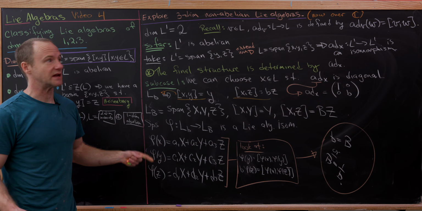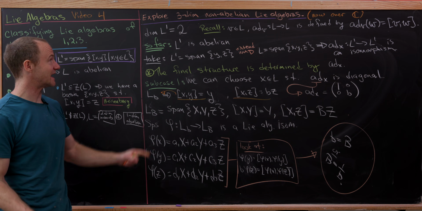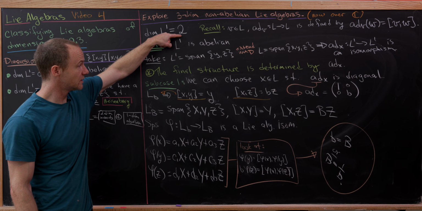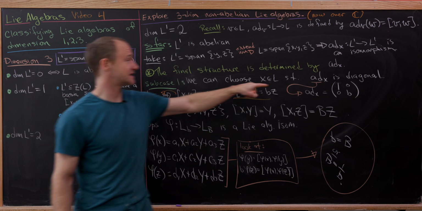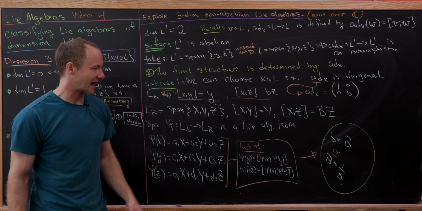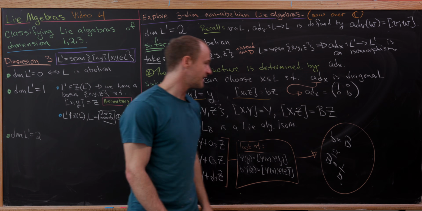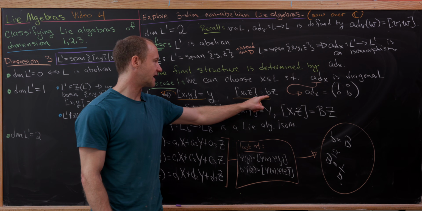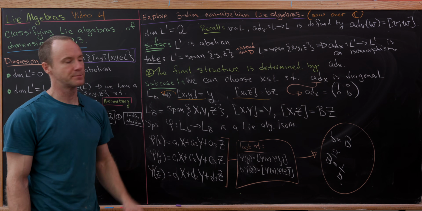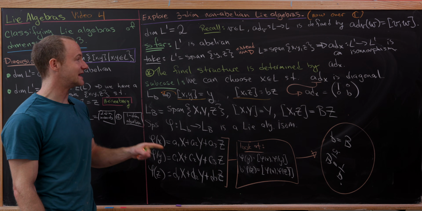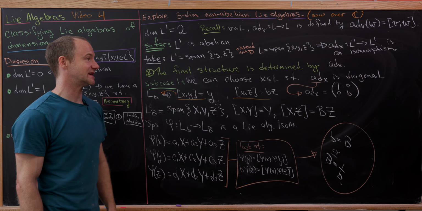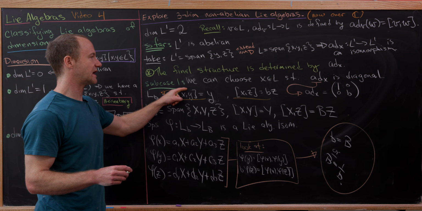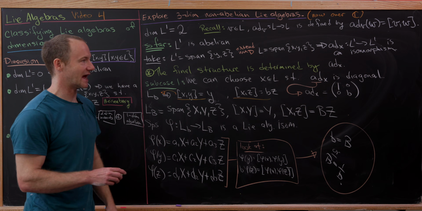So what does this mean? Well, this means that in this case where the dimension of L prime is 2 and ad x is diagonal, or really diagonalizable, we have this infinite family of Lie algebras that are parametrized by this number right here. Now let's move on to the next case where ad x is not diagonalizable. In other words, we can never choose an x that makes ad x diagonal.